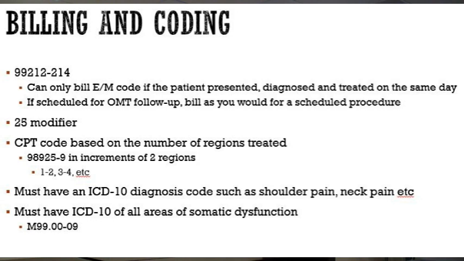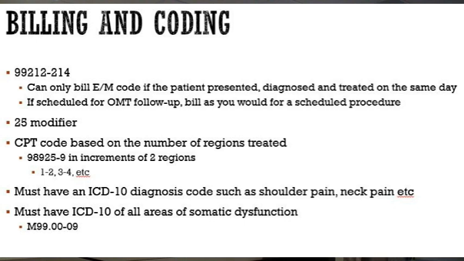So how would we bill for this? And this is important for anyone who has an outpatient practice. When you're billing for OMT, there's a few things you have to remember. More often than not, OMT is done on an established patient. Rarely will you get a new patient, so that's why I put the 99212 to 214 in there as the possible E&M codes. You can only bill the E&M code if the OMT was done at the time of the initial presentation of the problem that you did OMT for.